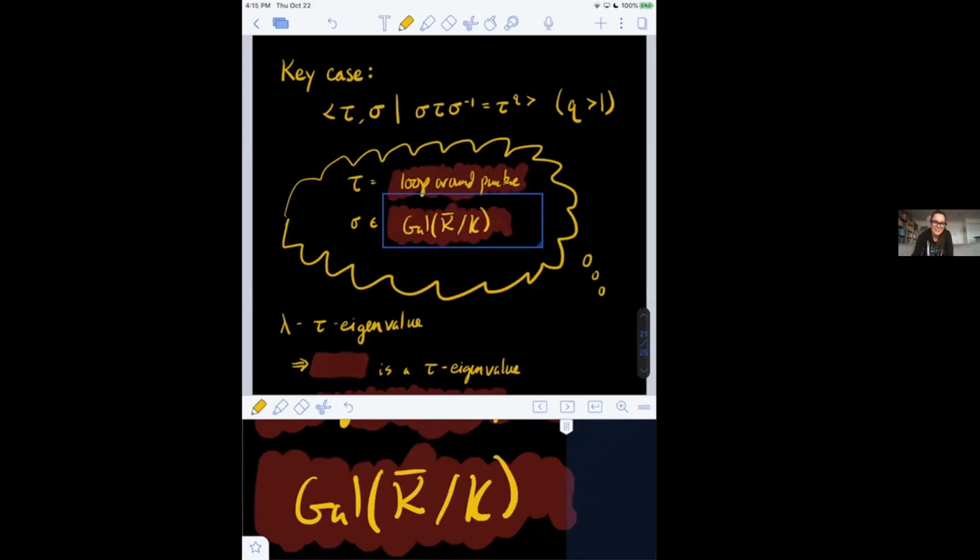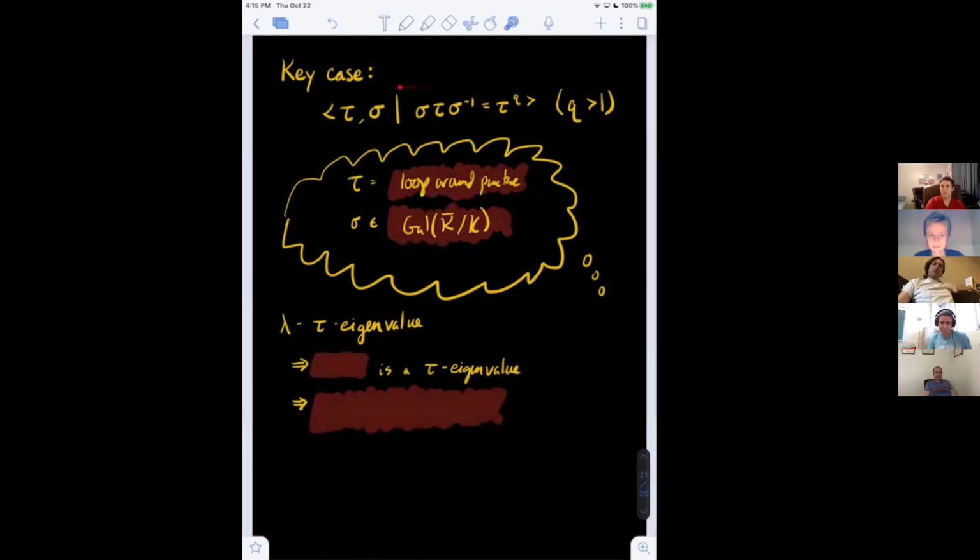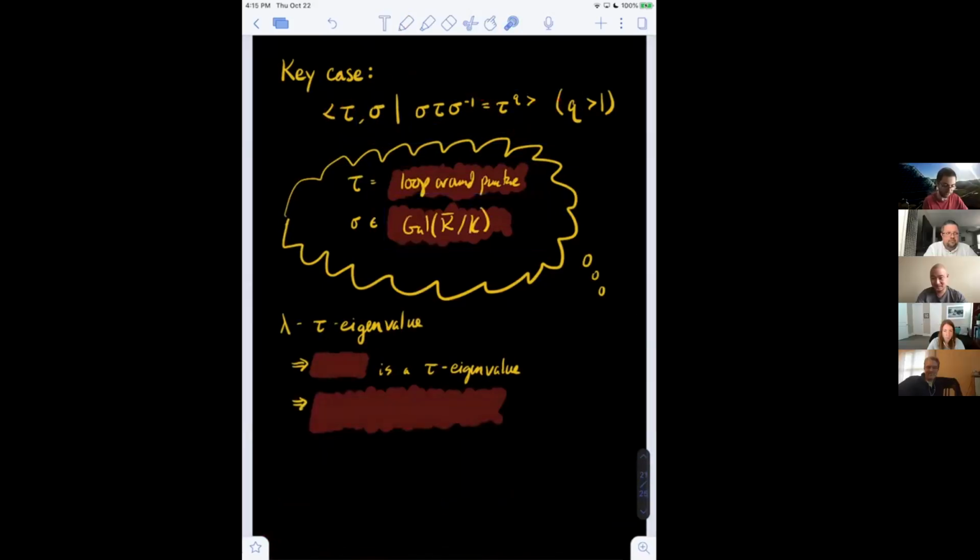Then I claim that if we have any representation of this group, tau is forced to be quasi-unipotent. So the eigenvalues of tau are going to be roots of unity.